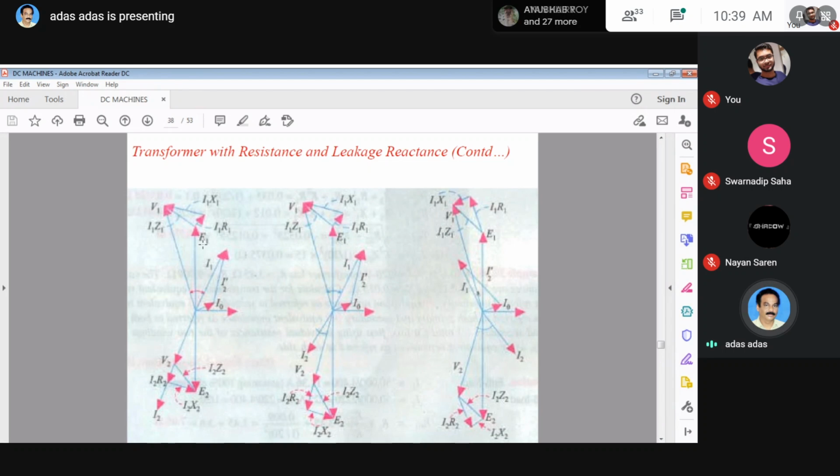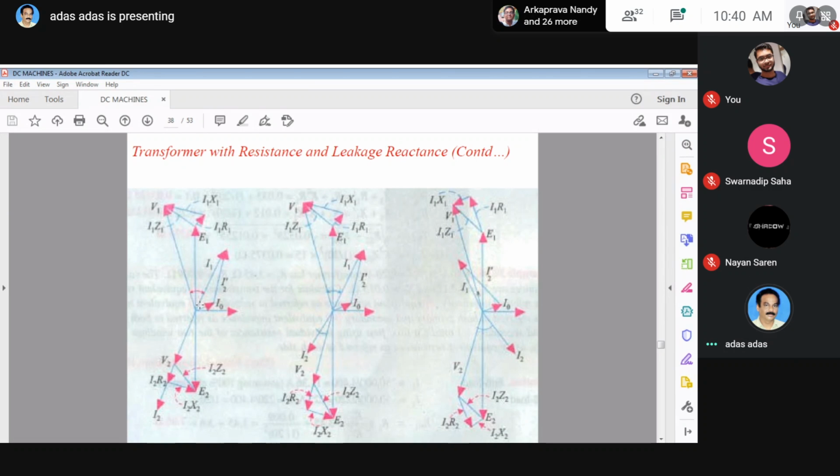Now come to the phasor diagram. These are the phasor diagrams corresponding to the practical transformer, which consists of resistance and reactance. Three figures are there. First one is for unity power factor load. Second one is for lagging power factor load. Third one is for leading power factor load. Now come here. Okay, we have explained the two equations previously. Now come to this figure.